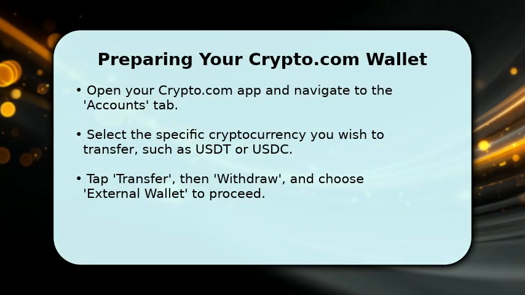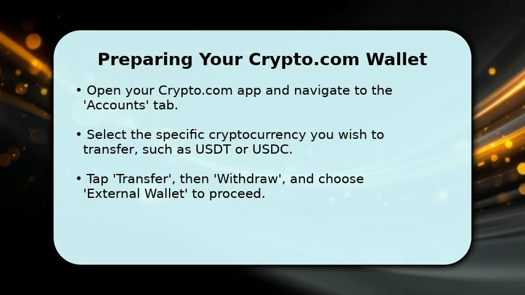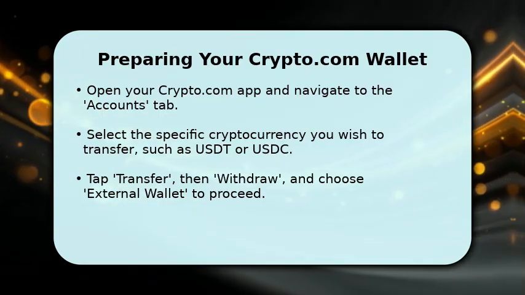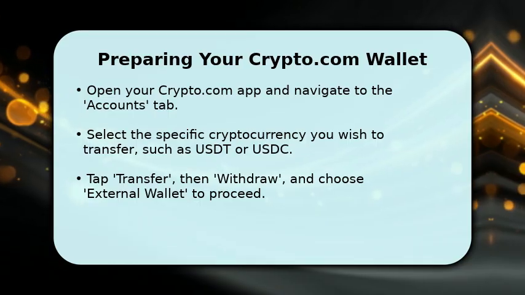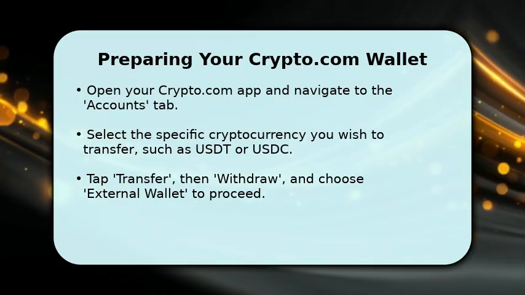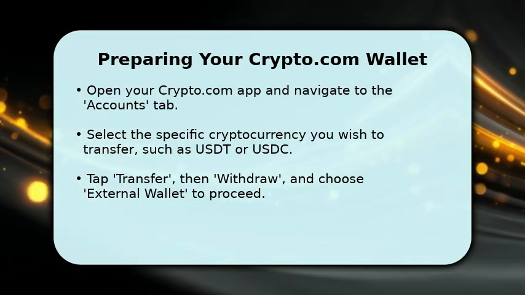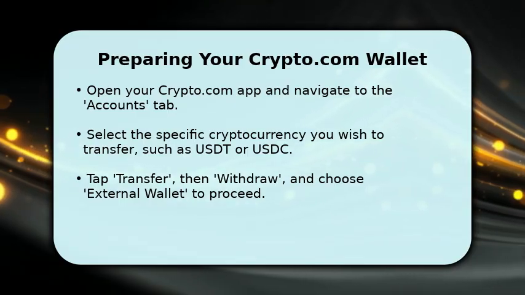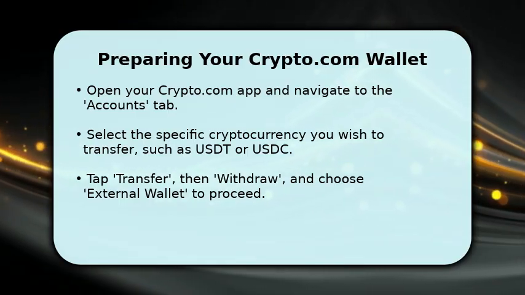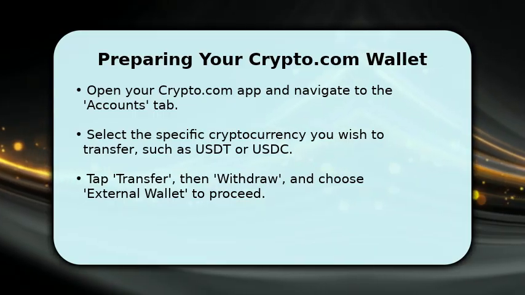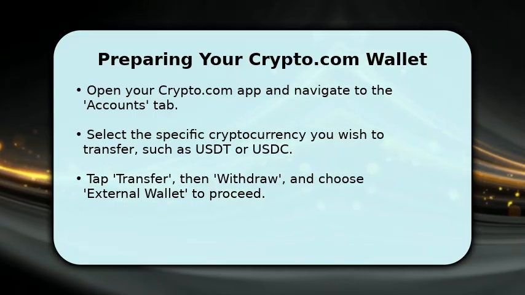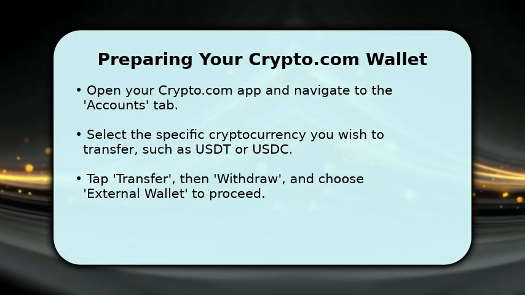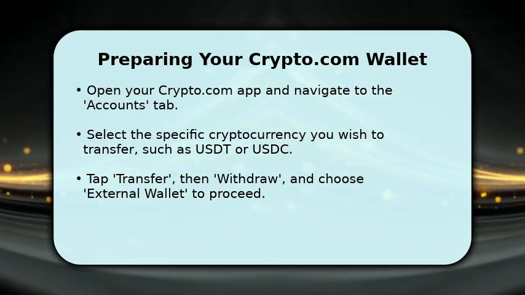To begin, open your crypto.com app and head over to the account section. From there, select the cryptocurrency you intend to send, for example, Tether or USD coin. Next, tap on Transfer, then Withdraw, and finally choose External Wallet. You will need to add your Kucoin deposit address here. Always double-check that the address is absolutely correct before saving it to prevent any misdirected funds. This step is foundational for a successful transfer.